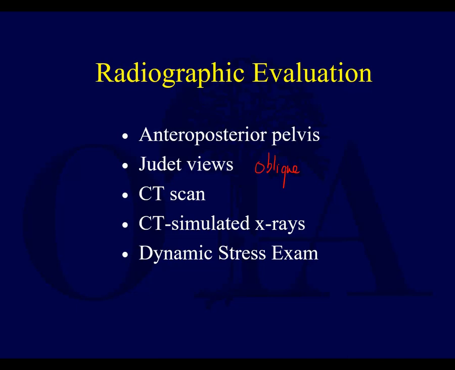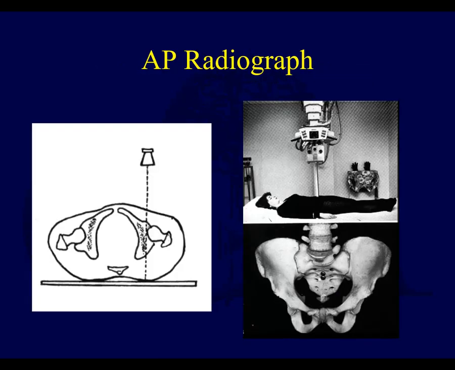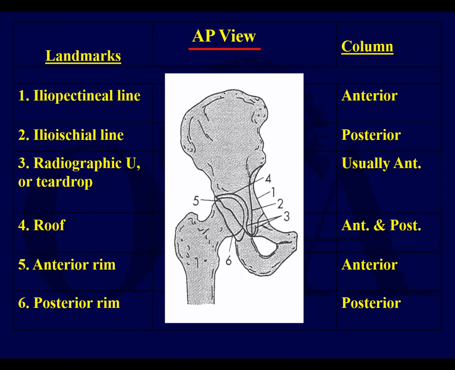And I think 3D simulated X-rays and 3D recons are really helpful in this day and age. And then sometimes you need dynamic stress exams, especially with small posterior wall fractures. So the AP radiograph is basically shot with the patient lying supine and just an image that is perpendicular to the patient lying supine.